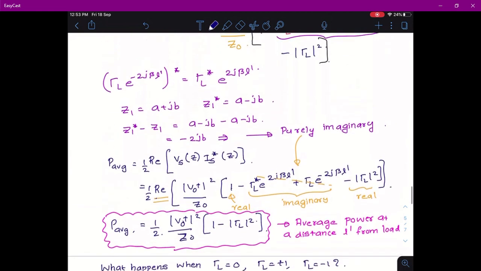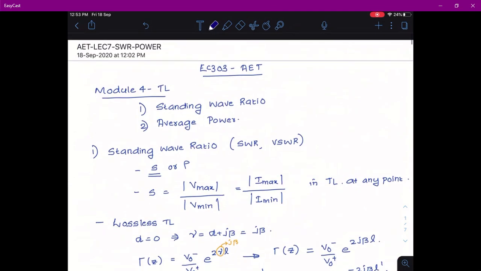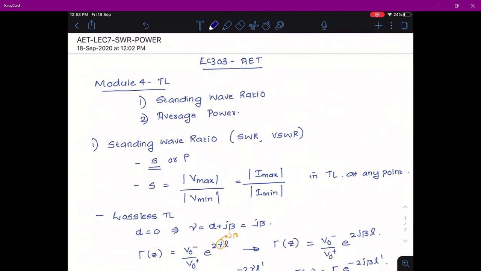So, that concludes our session today. So, we have looked at the standing wave ratio and average power, and we found the expressions for both. So, this completes module number 4 for the course Applied Electromagnetic Theory, and thank you for listening.